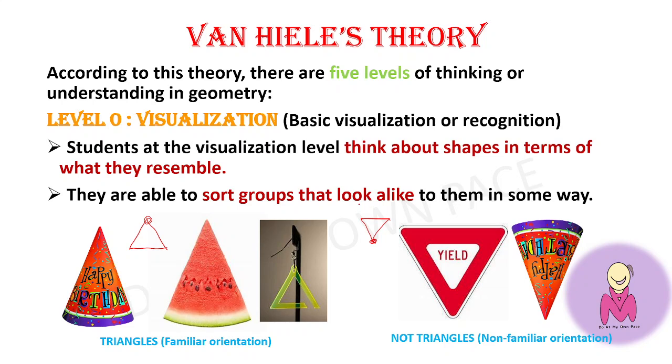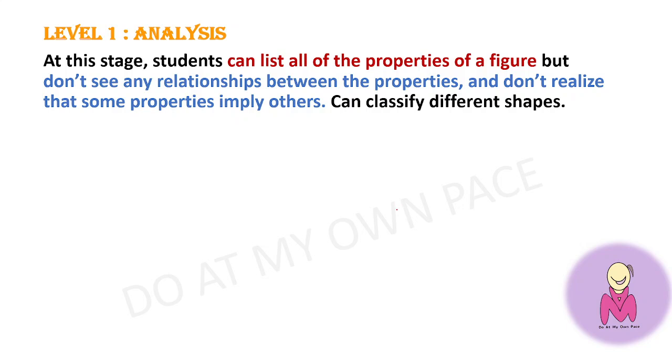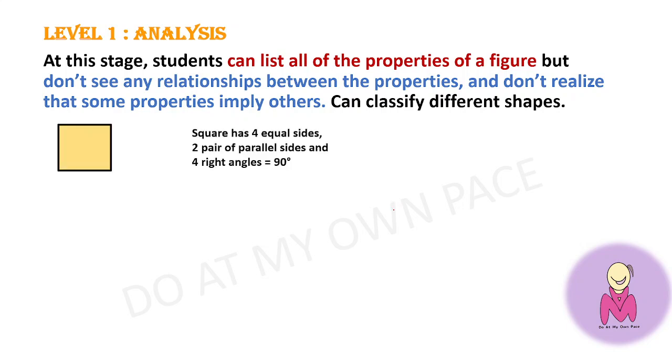We were singing rhymes in our nurseries like circle is like a ball, square is like a ball. Understand it by how they look. So next we have level 1, analysis. At this stage, students can list all the properties of figures but don't see any relations between the properties and don't realize that some properties imply others, and can classify different shapes. In this stage, students will be aware of the properties of the shapes. If you give them a square, they will know it has 4 equal sides, 2 pairs of parallel sides, and it has 4 right angles.